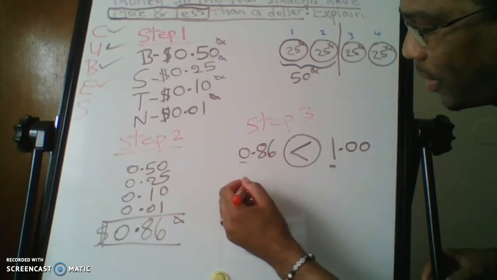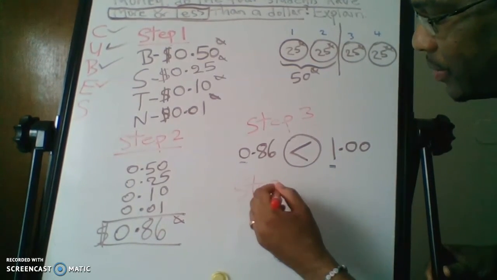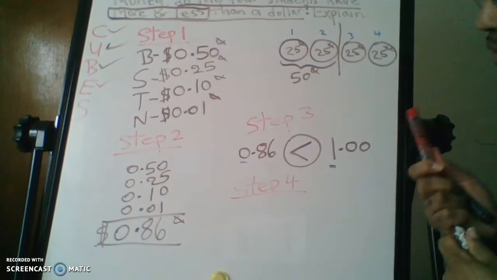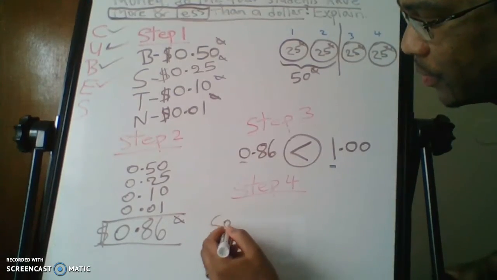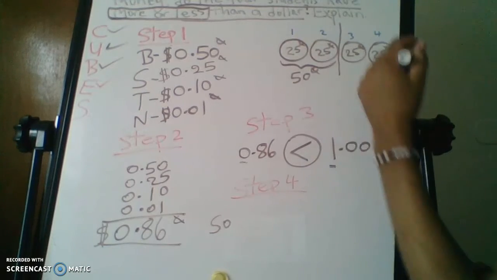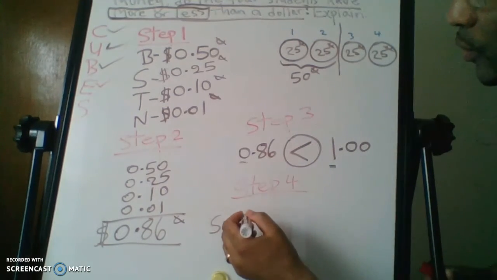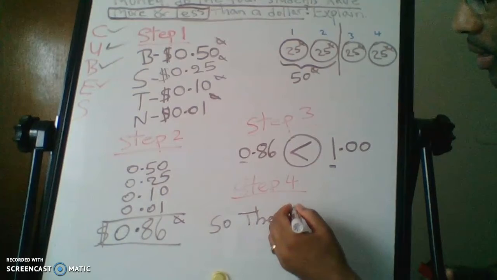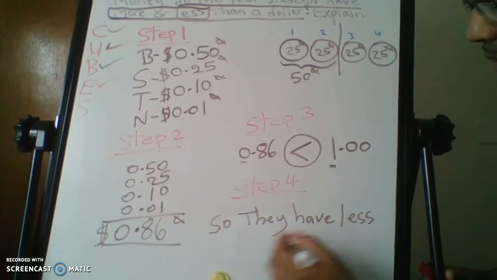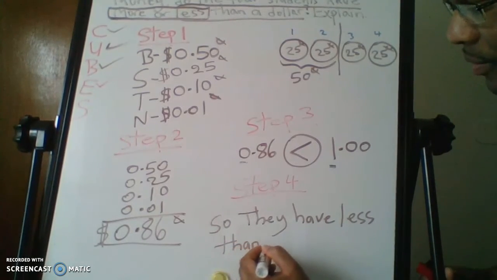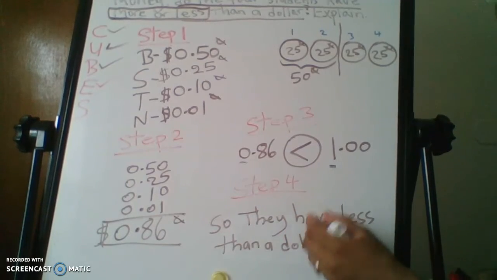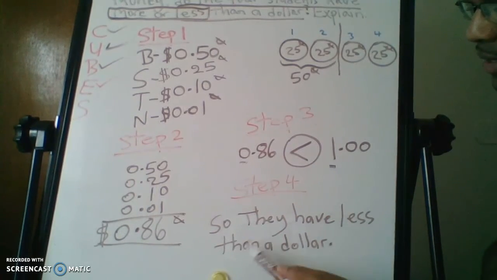So my final step, I'm going to make it step 4. Step 4 is me actually stating my answer, and I'm answering the question. The question is, do the 4 students have more or less than $1? So, they have less than $1. And this is my answer. They have less than $1.